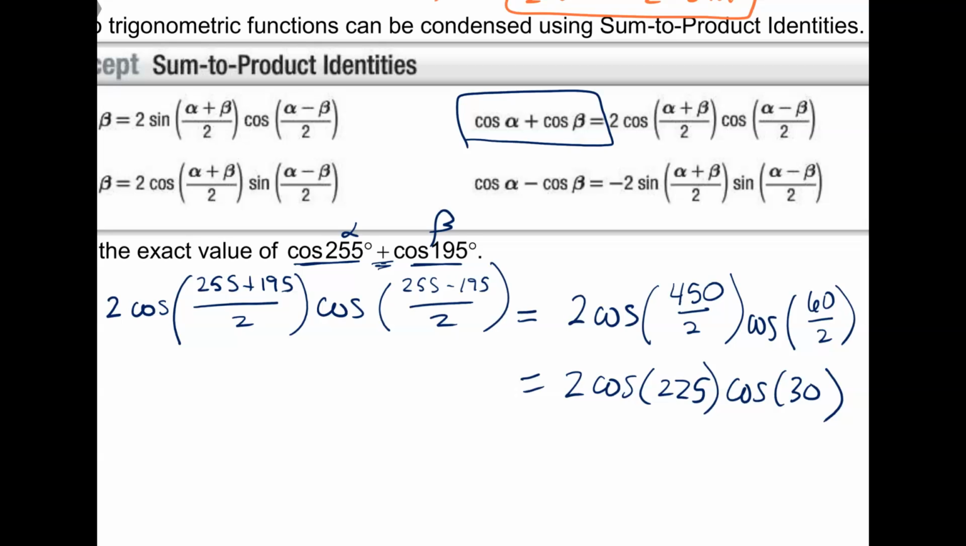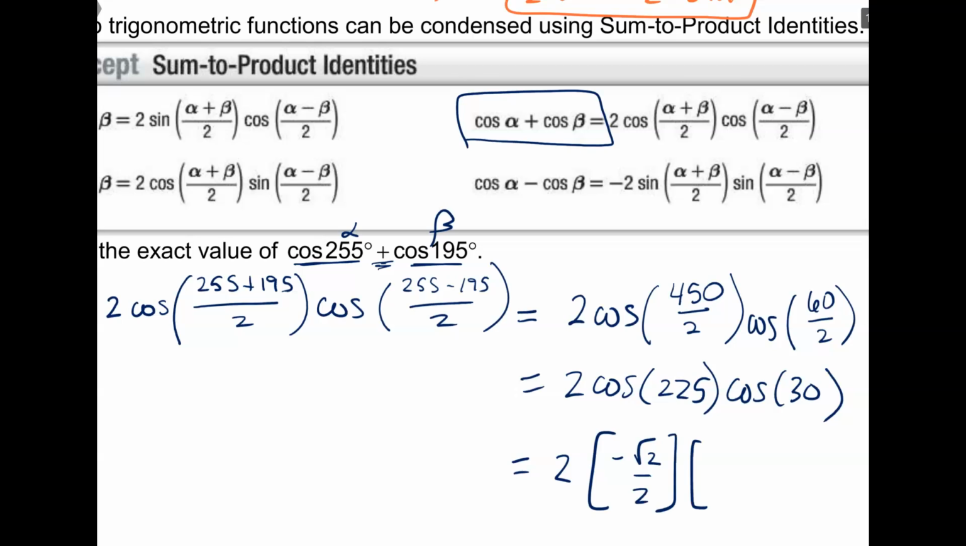Okay, so this is equal to 2 times cosine of 225. What is cosine of 225? Let's see, 0, 90, 180, 270. So we're in the third quadrant. You see how I did that? 0, 90, 180, and then it goes to 270, so I'm somewhere in the bottom third quadrant. 225 is a 45-degree reference angle. In the third quadrant, both sine and cosine are negative, so it's negative root 2 over 2.